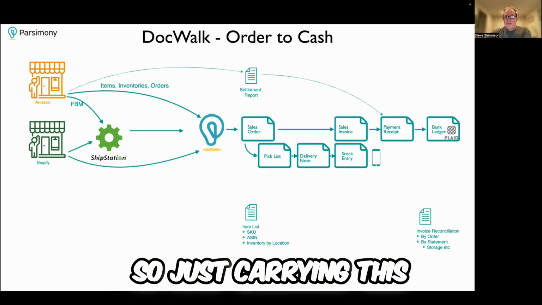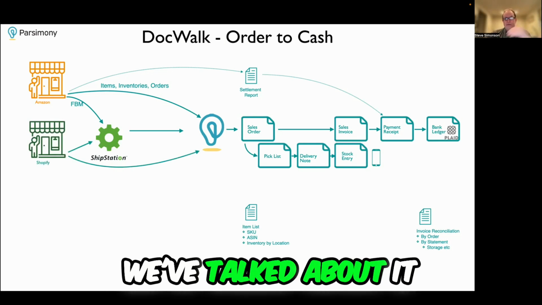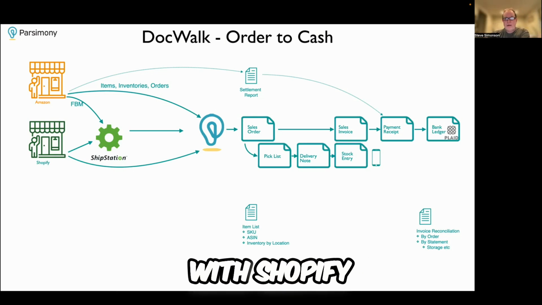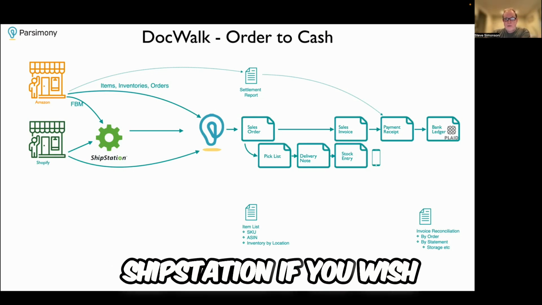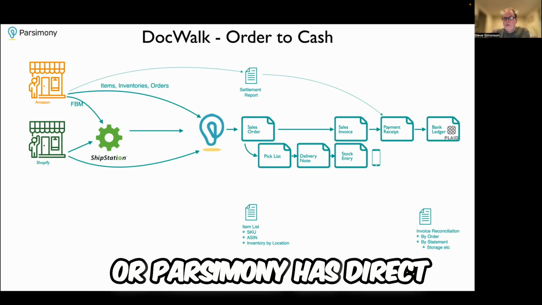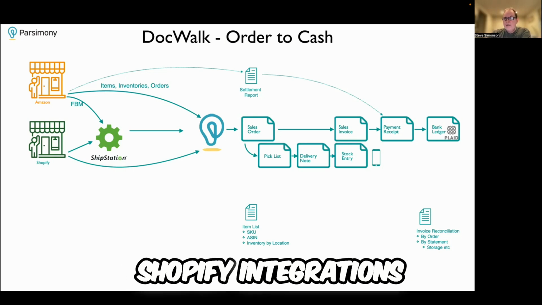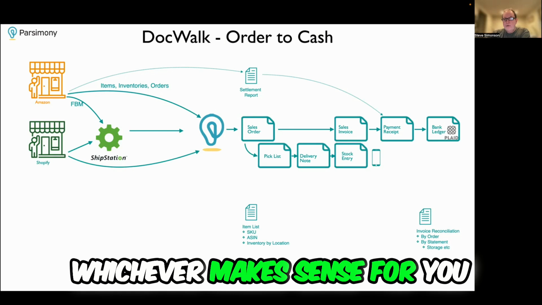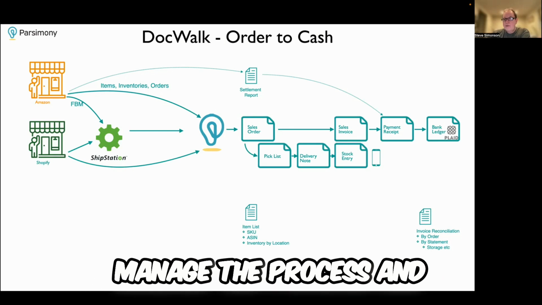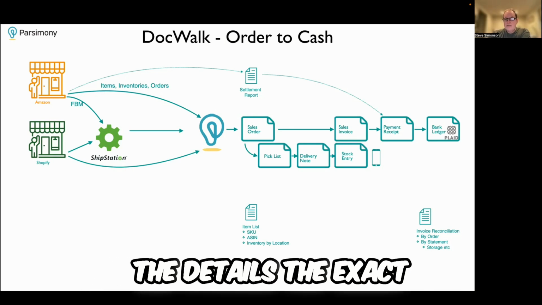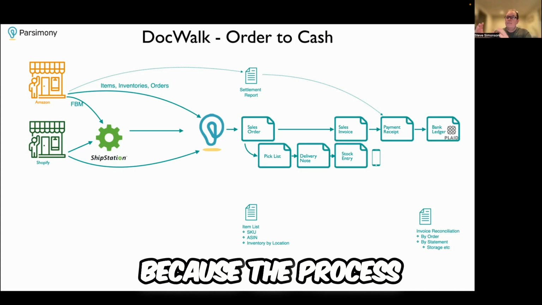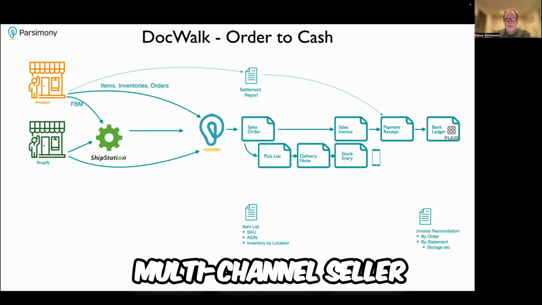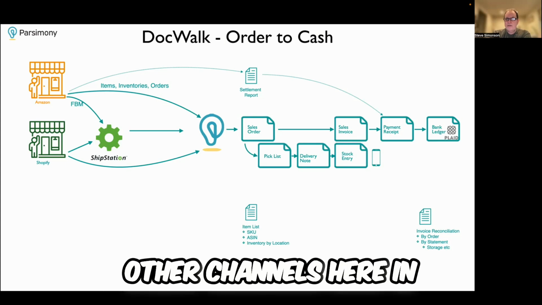So just carrying this to the next iteration, we've talked about it in the Amazon context. Well, listen, the same thing happens with Shopify. You can go through ShipStation if you wish, or Parsimony has direct Shopify integrations. And whichever makes sense for you, it doesn't really matter because it's going to manage the process and the details the exact same way because the process is agnostic. You can be a multi-channel seller, right? And we'll talk about other channels here in a second.